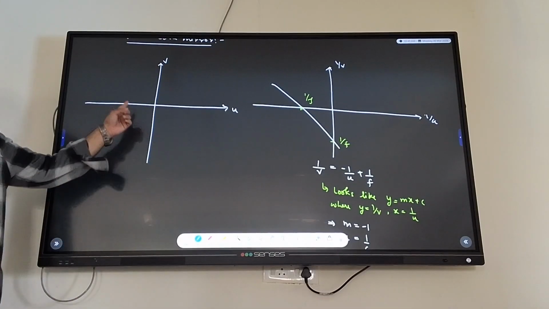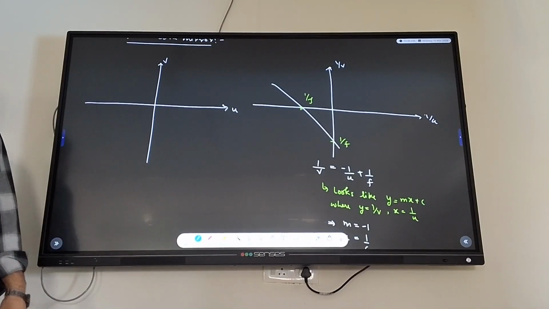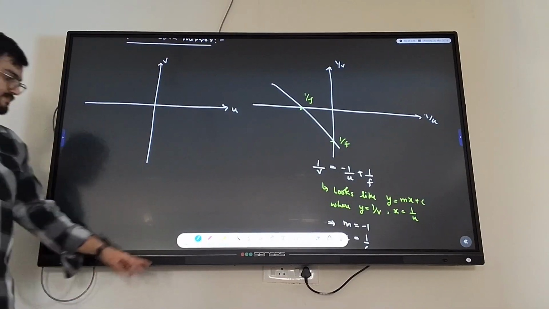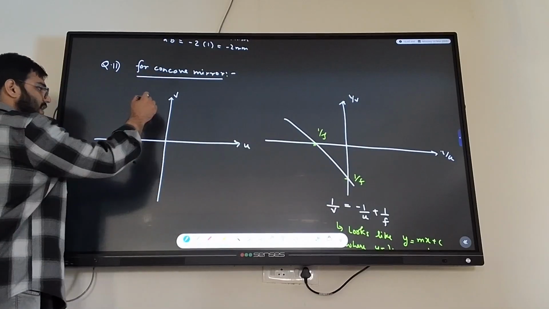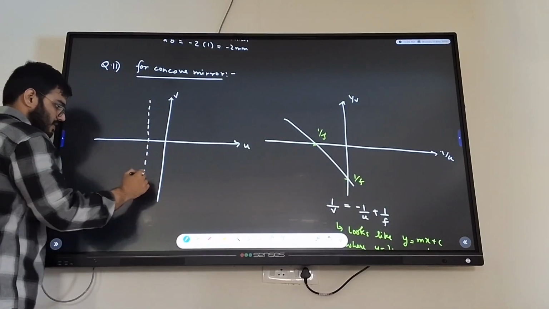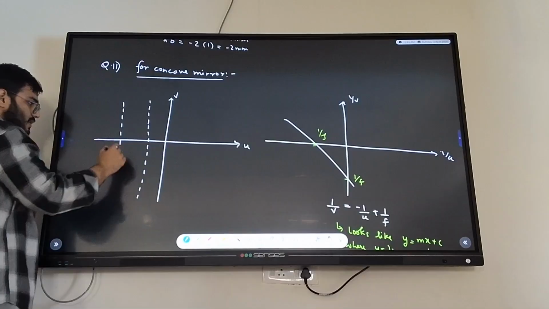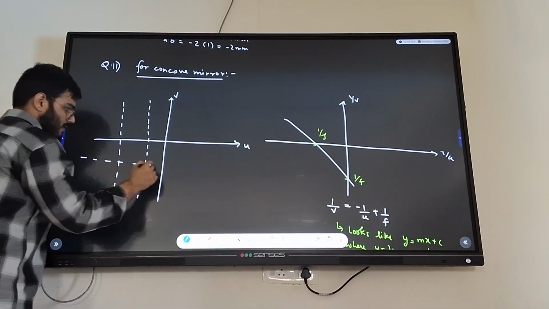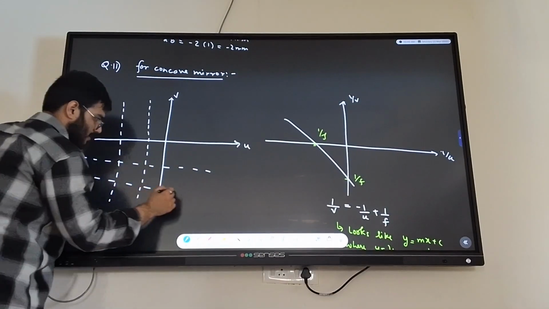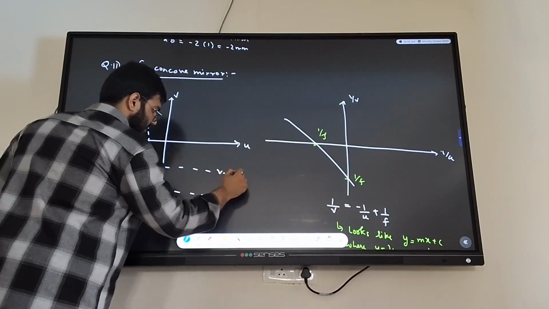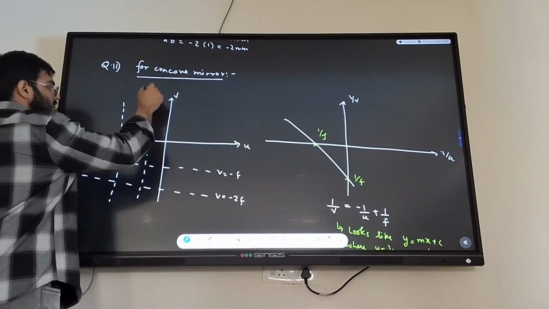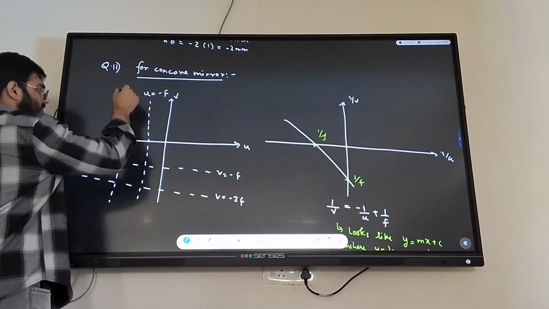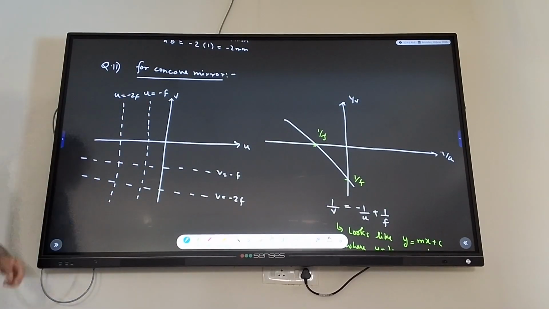Now let's look at this. This one is the more interesting one, the v and u graph. Let me make some lines here. This is v equal to minus f. This is v equal to minus 2f. This is u equal to minus f and u equal to minus 2f, where f is taken to be the positive value of the focal length.